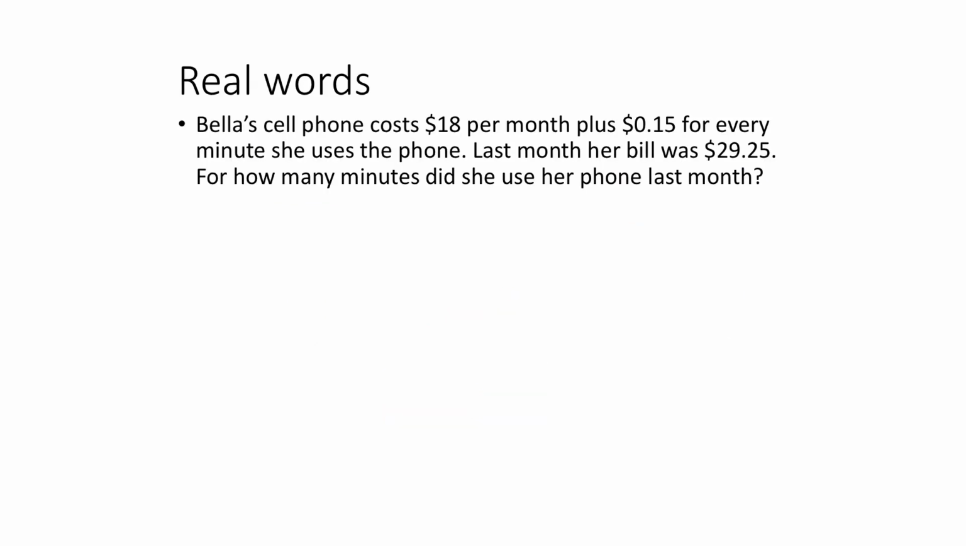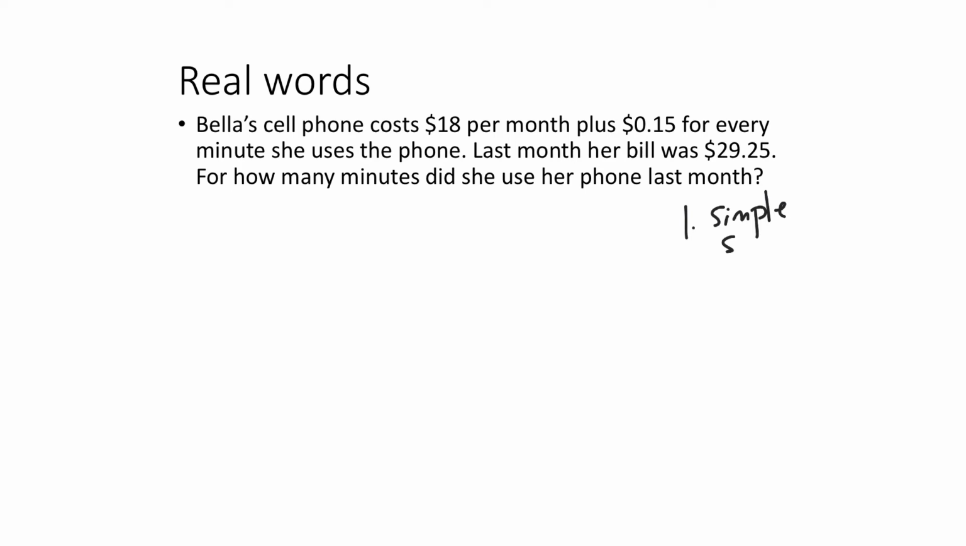Now if we look at our next example, we're going to use real words instead of just given examples of what those trigger words are. If we read through this problem, we see that Bella has a cell phone that costs $18 per month plus 15 cents for every minute that she uses the phone. Last month her bill was $29.25. How many minutes did she use her phone last month? If we remember back to that first page, our first step is always looking for some kind of simple sentence that we can use.